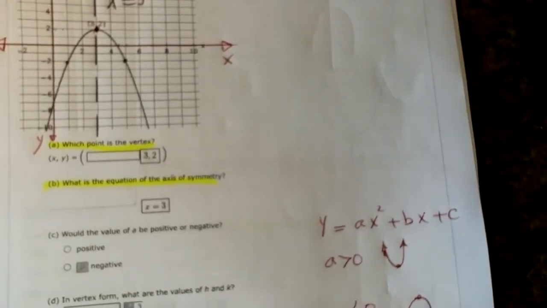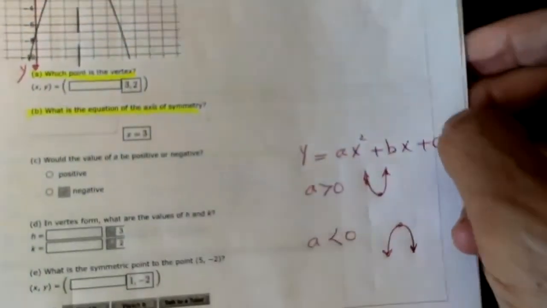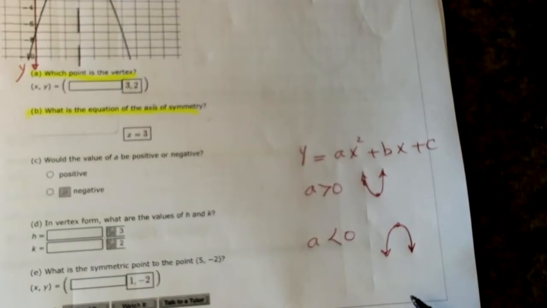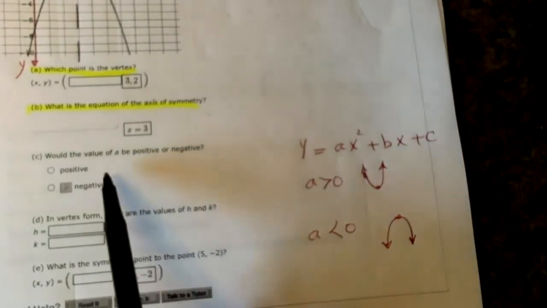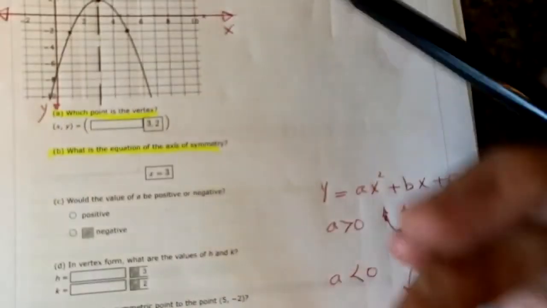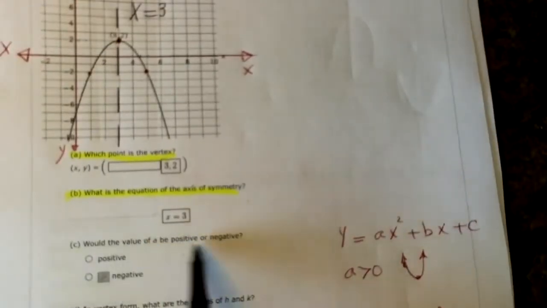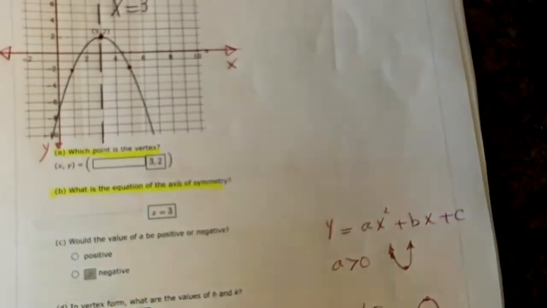All right. Here they say, is this value positive or negative for the line of symmetry? They just say A, but what do they ask for the A?